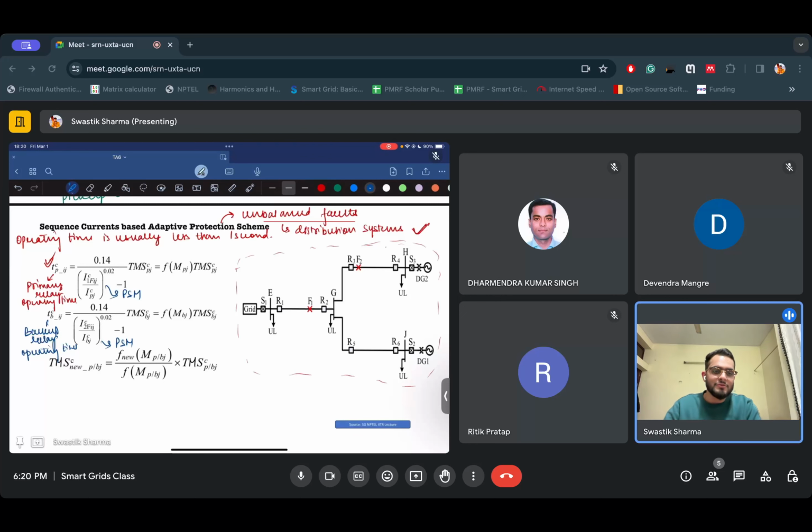Now coming back to my first question: why do you think this protection scheme is only applicable to unbalanced faults? Why did I say that this is only applicable to unbalanced faults? This is the first thing that I said, right? Why is this only applicable to unbalanced faults?